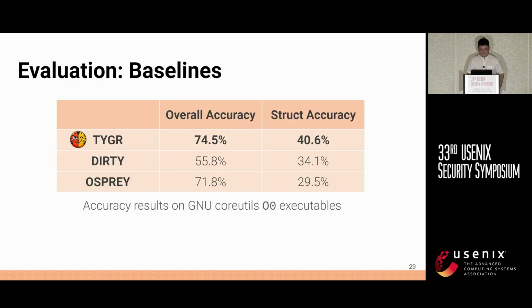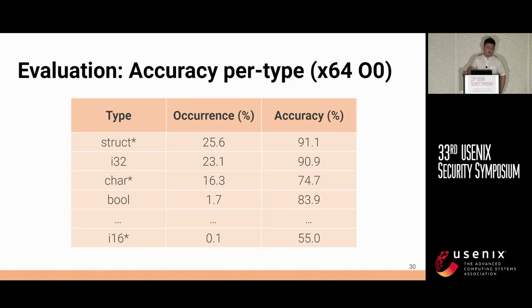So, evaluation. We have compared with the existing state-of-the-art method. In conclusion, we perform better both on the overall accuracy and structure accuracy on coreutils executables. We have also performed the evaluation on accuracy per type on the x86-64 dataset. And from the result, you can see the more data we have for a given type, the higher accuracy we can achieve for that. That's the trend we can learn from here.